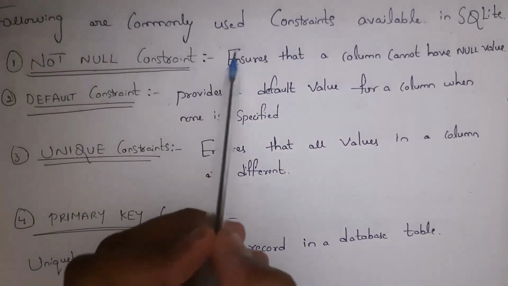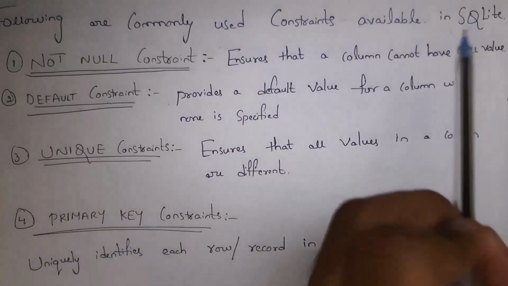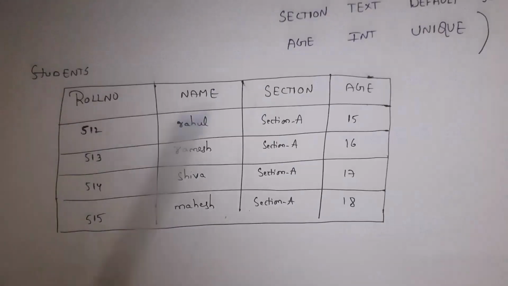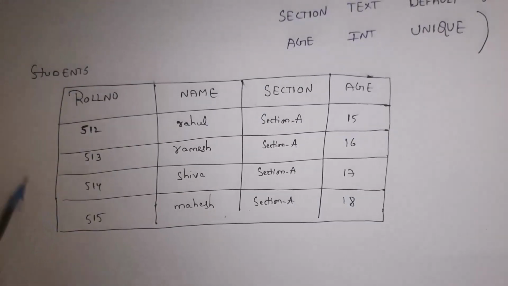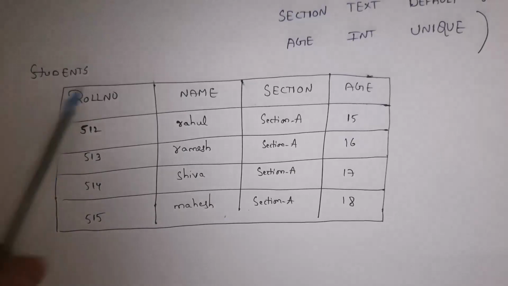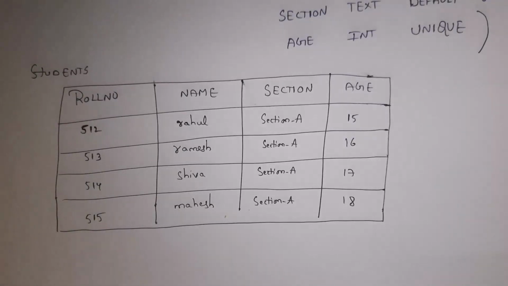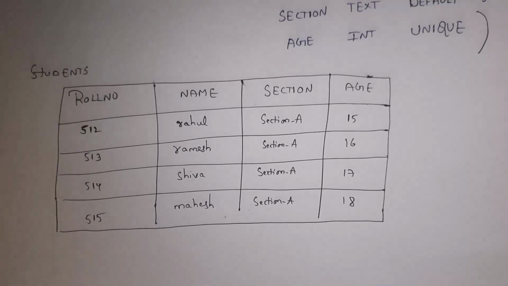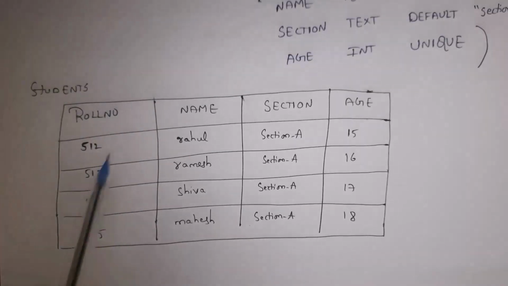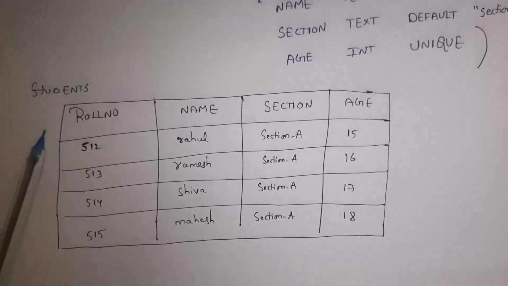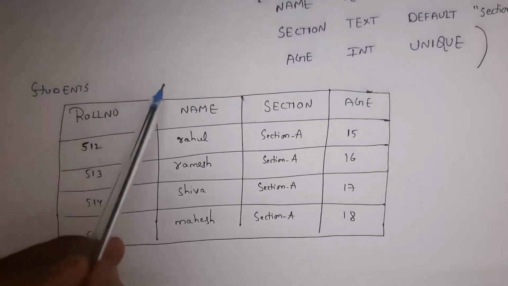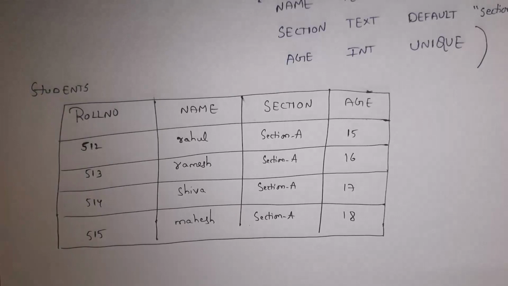Not null constraint ensures that a column cannot have a null value. For example, this is my table. In this table, I want to apply not null constraint to this roll number. Whenever you apply not null constraint to a particular column, we cannot give null values to it. Definitely you need to give a value. This is the use of not null constraint.